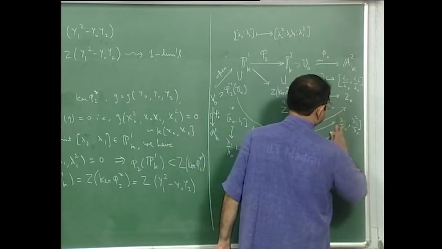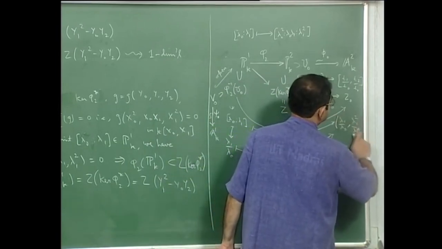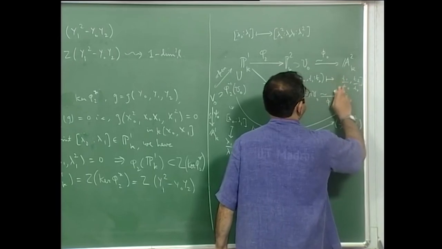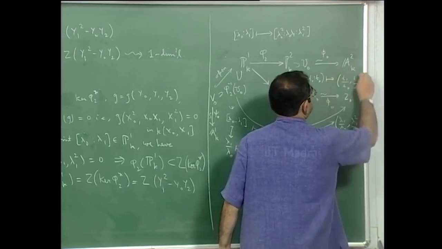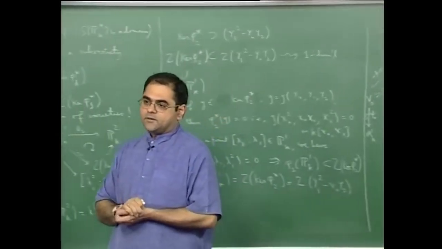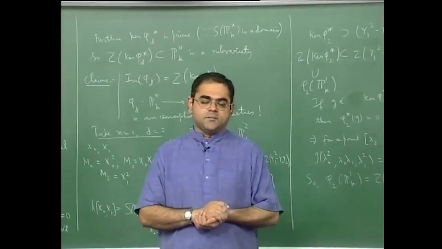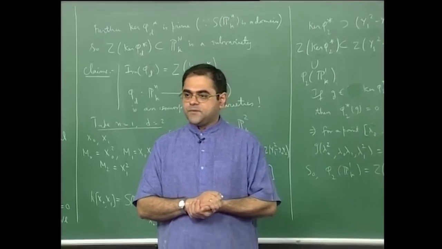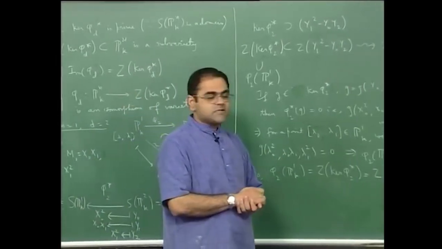Mind you, I should not put square brackets, it's round brackets. So these are coordinates in affine space. They are round brackets and they are coordinates separated by commas. You use square brackets only for homogeneous coordinates.